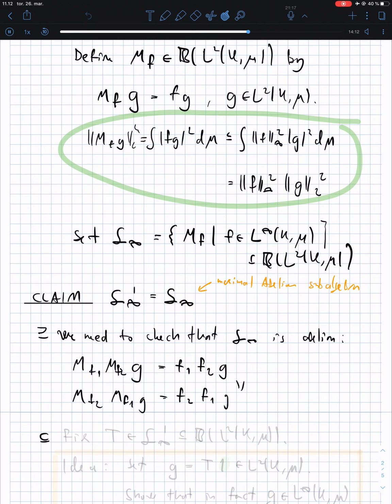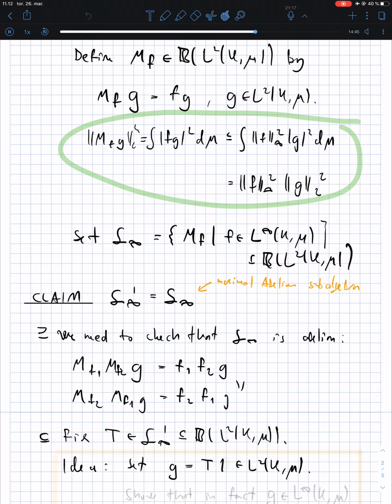So I want to prove that quite carefully. So I will fix some T, which lies in the commutant of L infinity. So that's inside B(L2(K, mu)). And the idea is to set g equal to T of 1. This lies in L2 of K, mu.